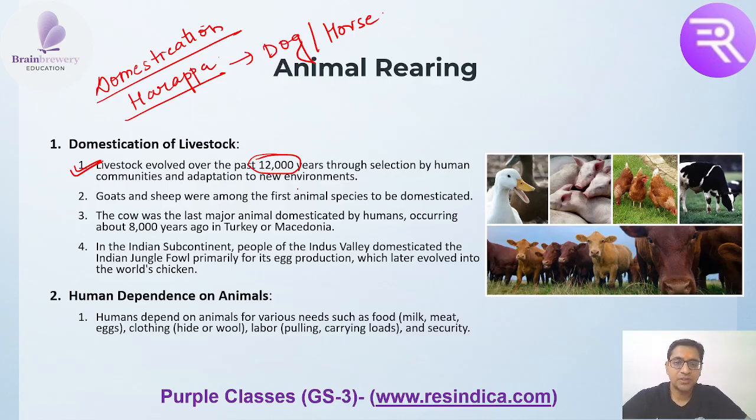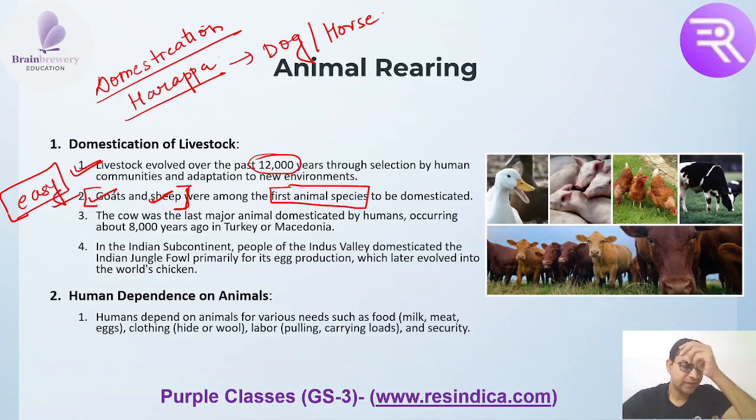So the first animal species that were domesticated were goats and sheep, because they were easy to domesticate. They were easy to handle. Otherwise, if you get a very big animal like a cow or buffalo, you don't know when they might attack, and because of their heavy bodies, you may get hurt in the process of domestication. So first of all, domestication started from goats and sheep.